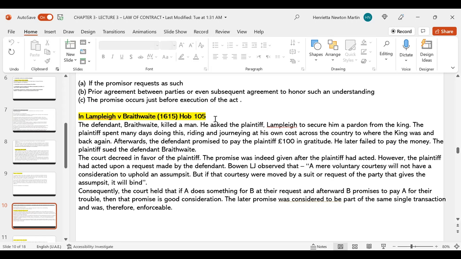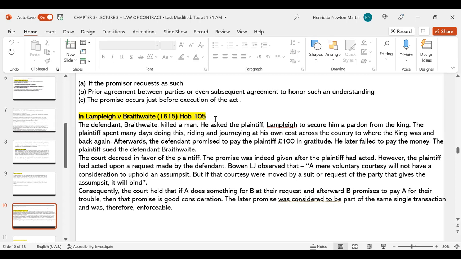Now the court said that, look, Lampleigh, Brathwait requested you, and at that time, he did not promise you to pay £100. After you completed the job, after you secured the release, he was so happy. I'm just telling you in simple terms so that you understand. He was so happy that he said, okay, I'm so happy that I'm released now. I'll pay £100. I'm grateful to you. And later on, he forgot about it. But this guy was very happy. Wow, this guy is going to pay me £100. And later he didn't pay it.